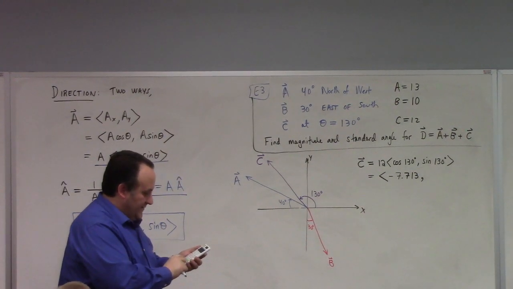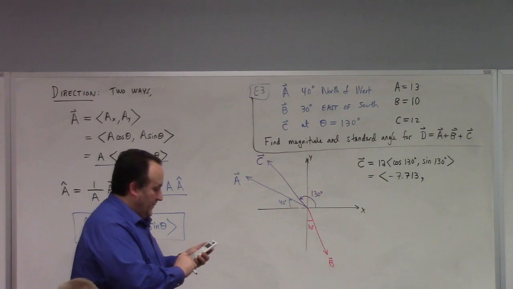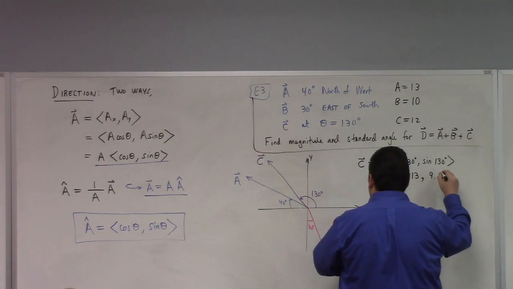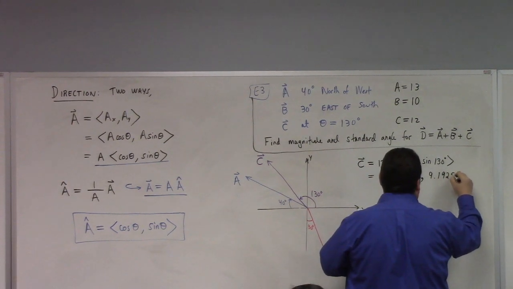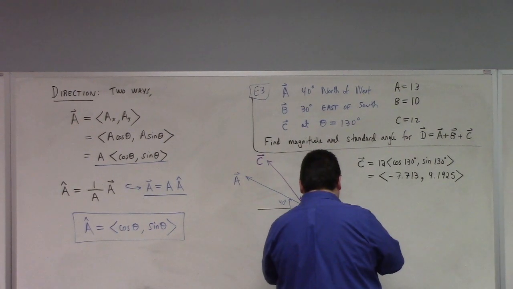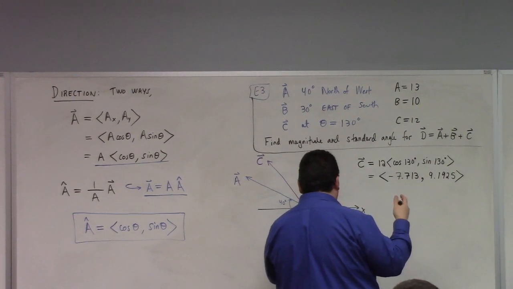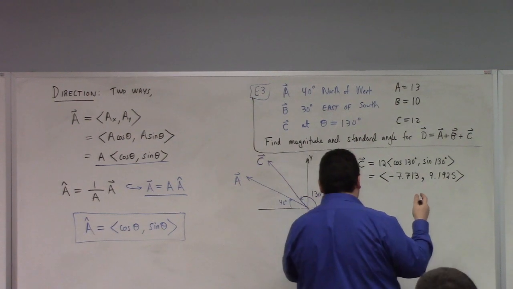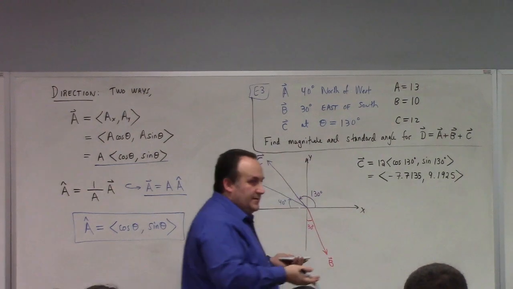Let's see here. 12 times sine of 130 is 9.1925. I'll keep a fifth digit there. I usually try to keep 5 digits in the calculations and then keep 4 in the answer. So it's actually 7.7135 if I round up. There. All right, so there's C.